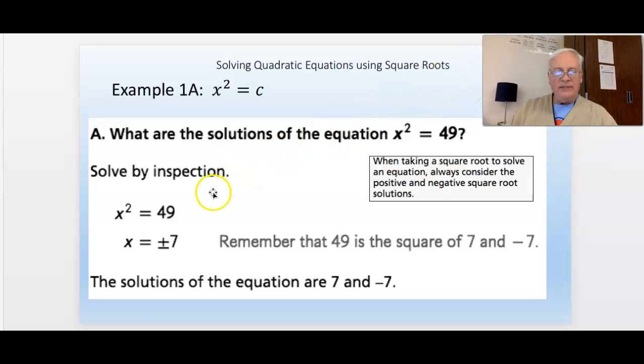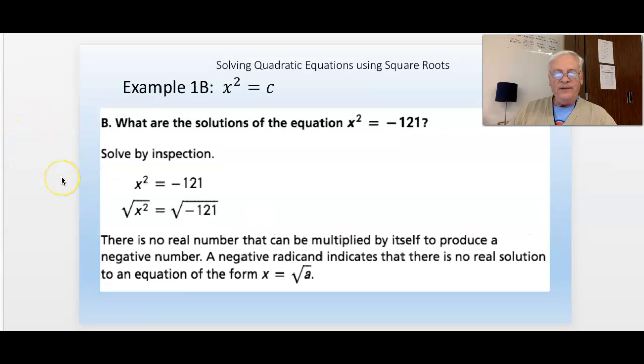Here's an example. Solutions to, obviously, x squared equals 49. You can look right at it. The square root of x squared is x. The square root of 49 is 7 or negative 7. Remember, negative 7 times negative 7 equals positive 49. So it has two solutions, 7 and negative 7.